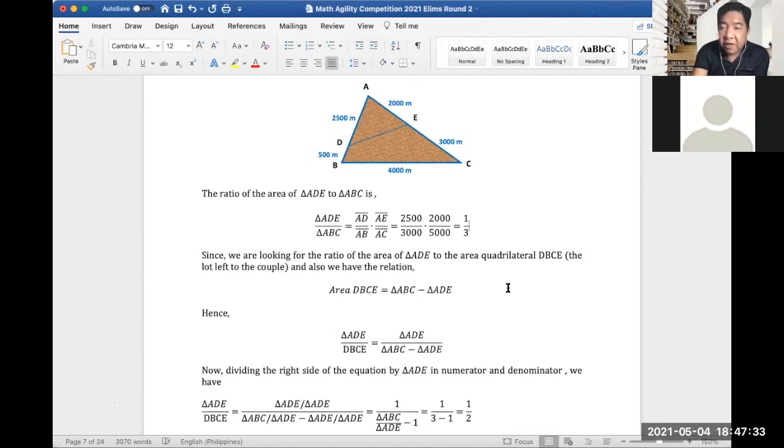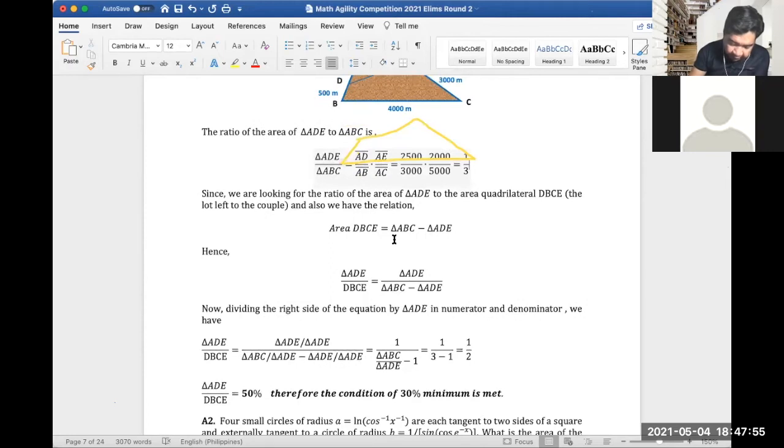Okay. Since we're looking for the ratio of the area of ADE, the small triangle above, to the area of the quadrilateral DBCE, which is the lot left over. So the lot left over is a quadrilateral, which is D, B, C, and E. This part here, right? D, B, C, and E.